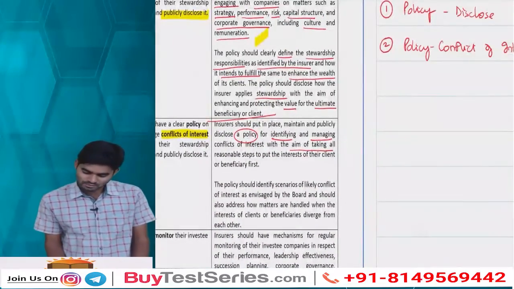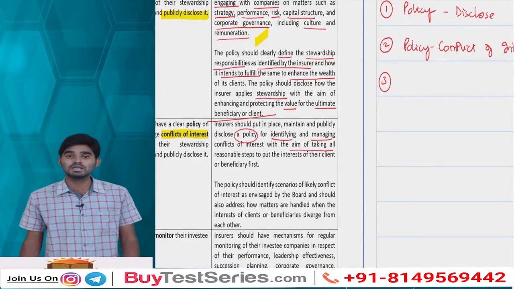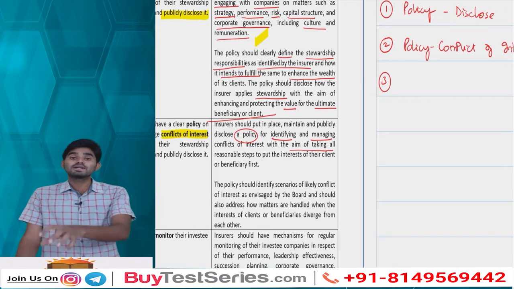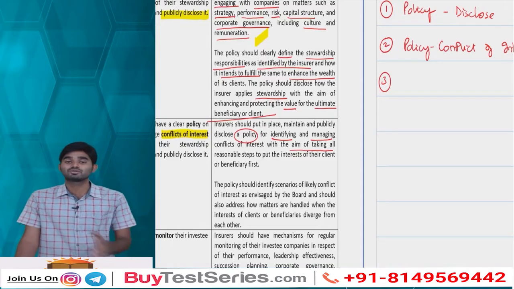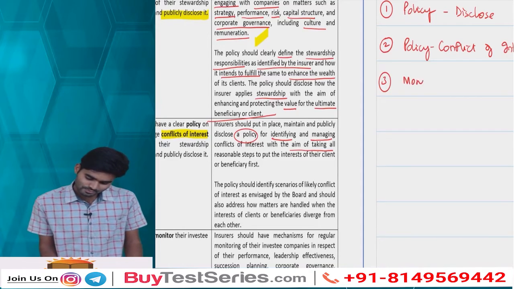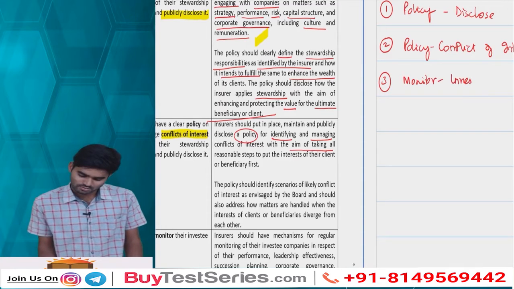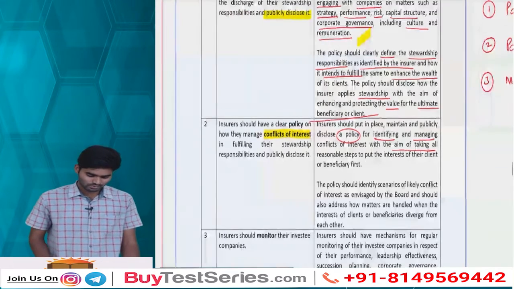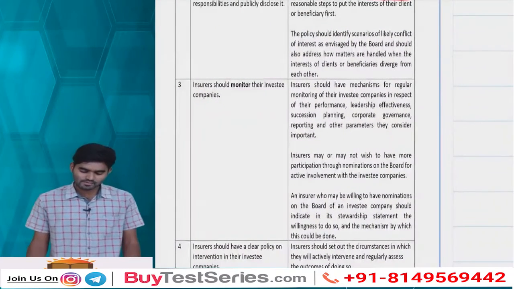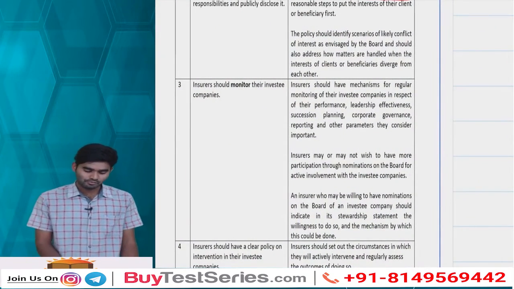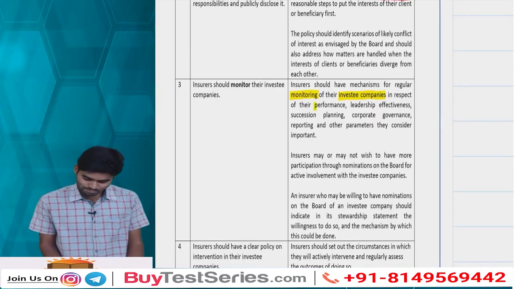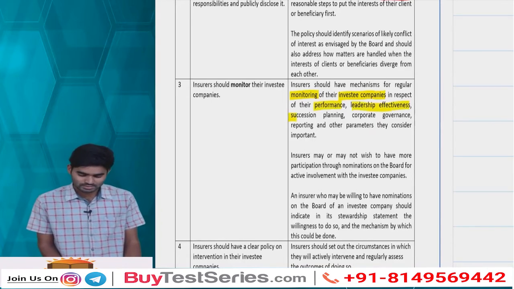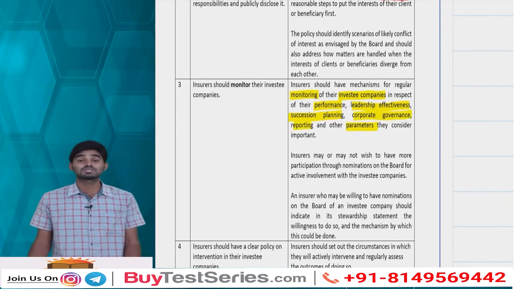Obviously, very important one. Sir, once you made an investment in that investee company, obviously you need to monitor that investee company, unless you are not going to give any benefit to your beneficiaries. So what is the third one? Monitor the investee company. So what it says, insurers should have mechanisms or policies for the regular monitoring of the investee companies in respect of what? The performance, the leadership effectiveness, the succession planning, the corporate governance, reporting and other parameters they consider important.